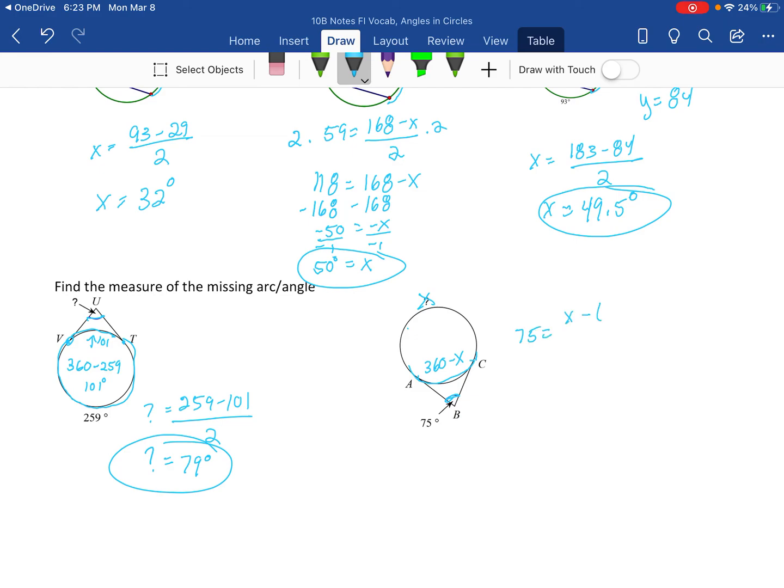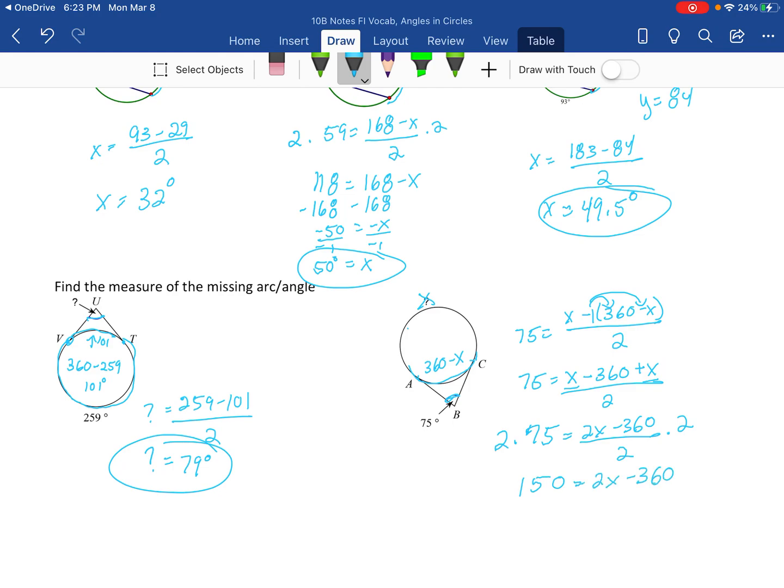I know my angle is my big arc, which is x, minus my small arc, which is 360 minus x, divided by 2. Okay, so we go through and solve. The first thing I'm going to do is I'm going to simplify the top. So it's going to be x minus 360 plus x. Because there's a negative 1 out here, I'm going to distribute, okay, over 2. I add my x's. This is 75 is equal to 2x minus 360 over 2. I multiply each side by 2. That's 150 equals 2x minus 360.